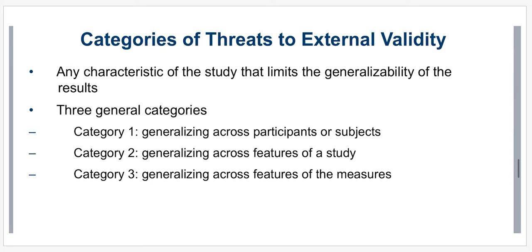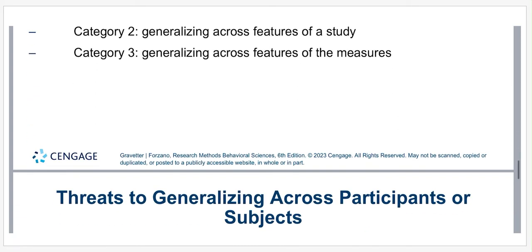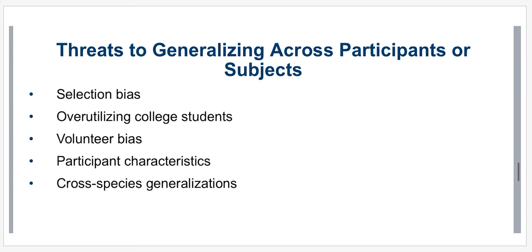Then the second category is generalizing across features of a study, like the procedures and the things that occur in the study or that the participants experience. And then category 3 is generalizing across features of the measures. So the assessments, the tools that you use, can you generalize the results to other tools and other assessments or measures? So let's go into a little bit more detail about each of those categories.